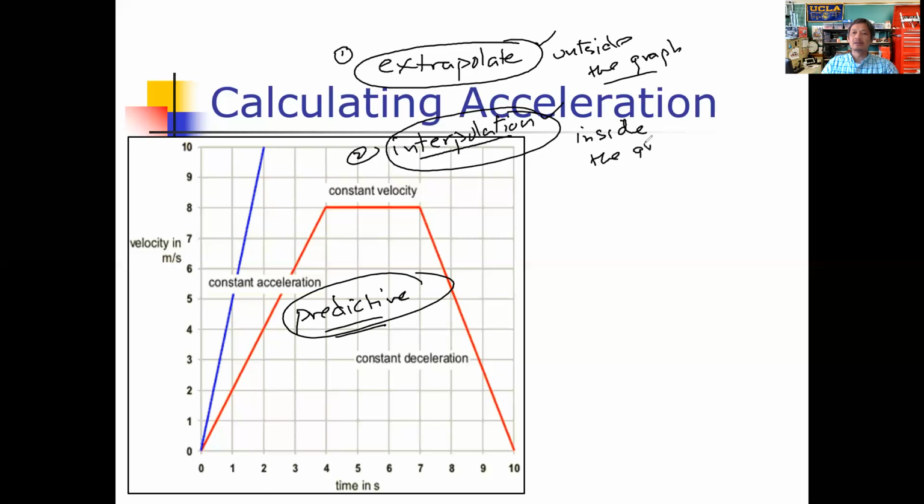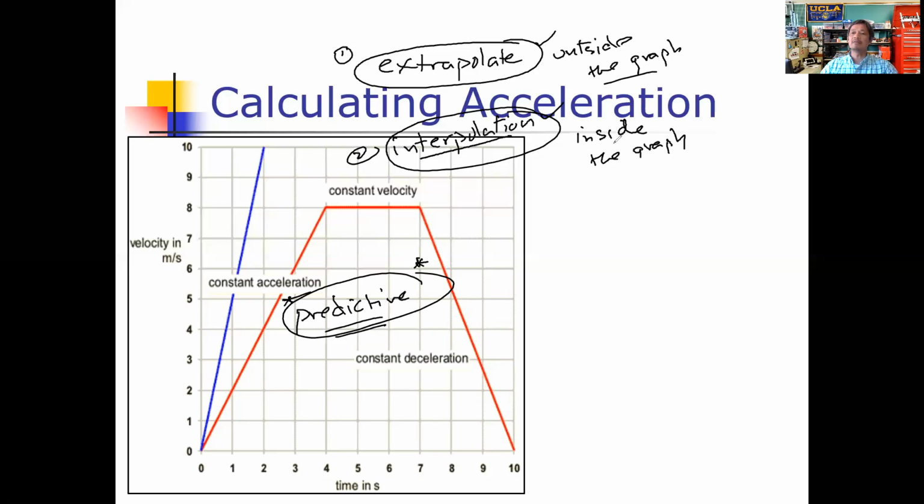When we interpolate, we're staying inside the graph to obtain the information. Graphing is a very important, powerful tool that we can use not only to get an idea of how the object moves. That was the whole idea behind the exercises last week where we actually drew out the pictures, but we can now use graphs as a predictive tool, and that is what we want to do moving forward.